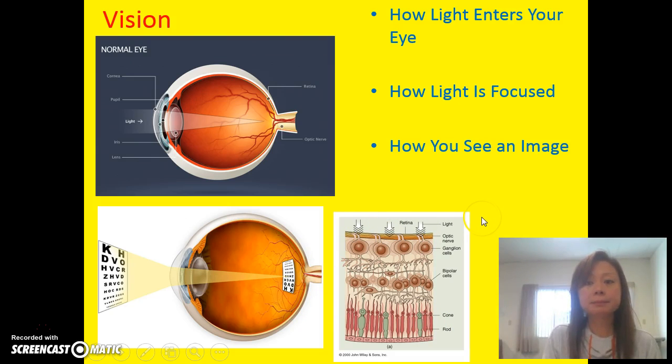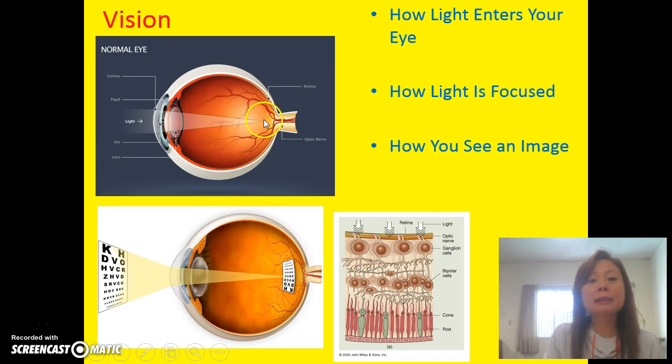Oh, by the way, if your eyeball is too long and the image doesn't fall directly on the retina and it comes in front of the retina, you have a vision problem called nearsightedness. That means you can't see things that are far away. You could only see things that are near, so you would need glasses to make the image go all the way to the retina. If your eyeball is too short, then you have something called farsightedness.